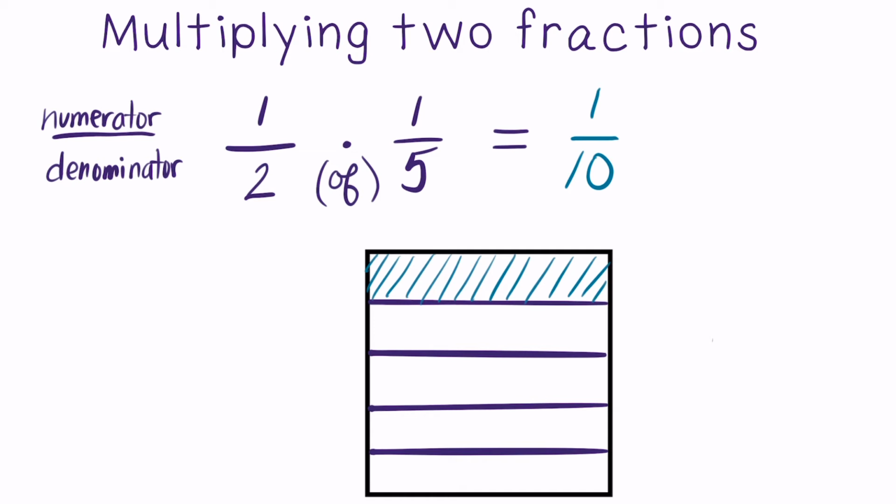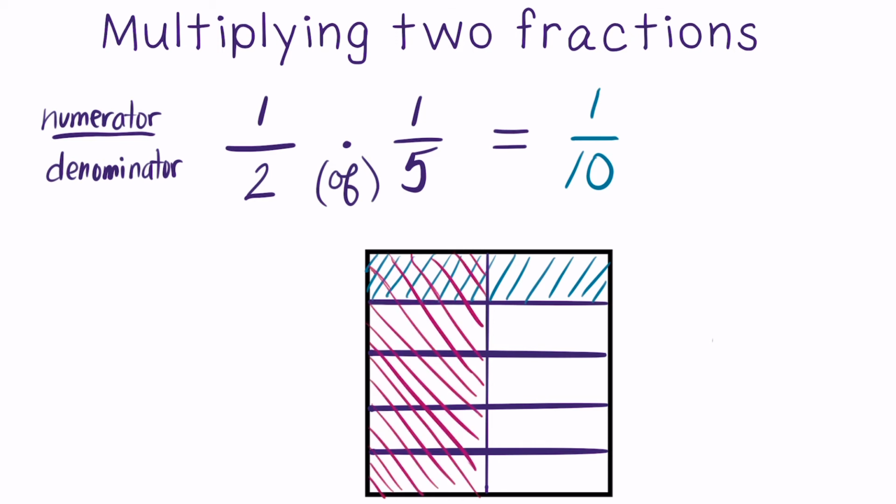Now I'm looking for 1/2 of 1/5, so what I'm going to do is break this box up vertically into 2 equal parts, or halves. Here we go. Now I've got fifths horizontally and halves vertically. But remember, I'm looking for one of 2 equal parts, or 1/2. So I'm going to shade one of the 2 equal parts. Now I've shaded 1/2 vertically and 1/5 horizontally.